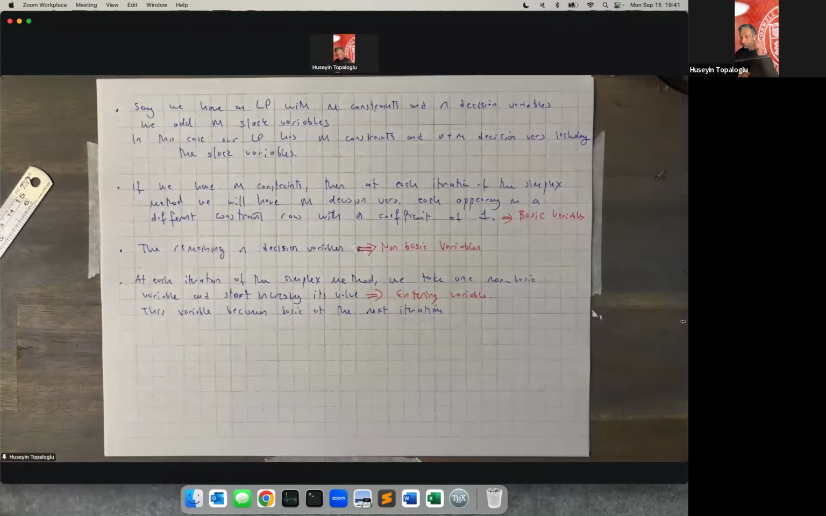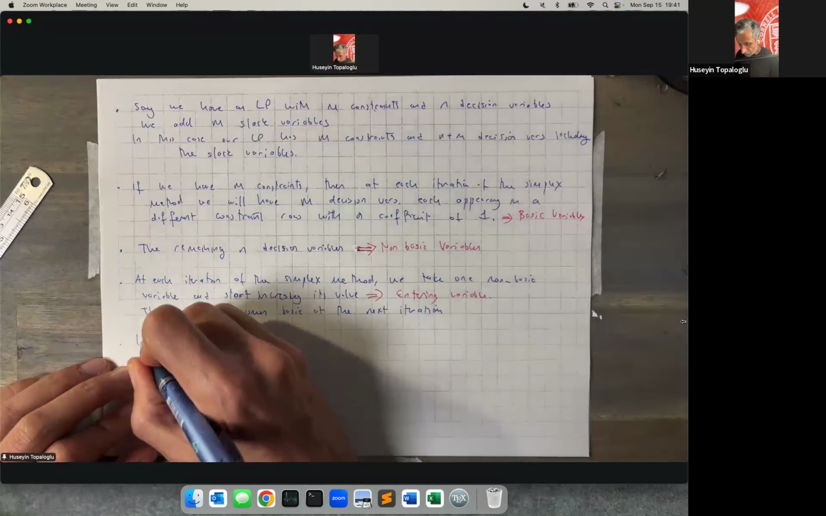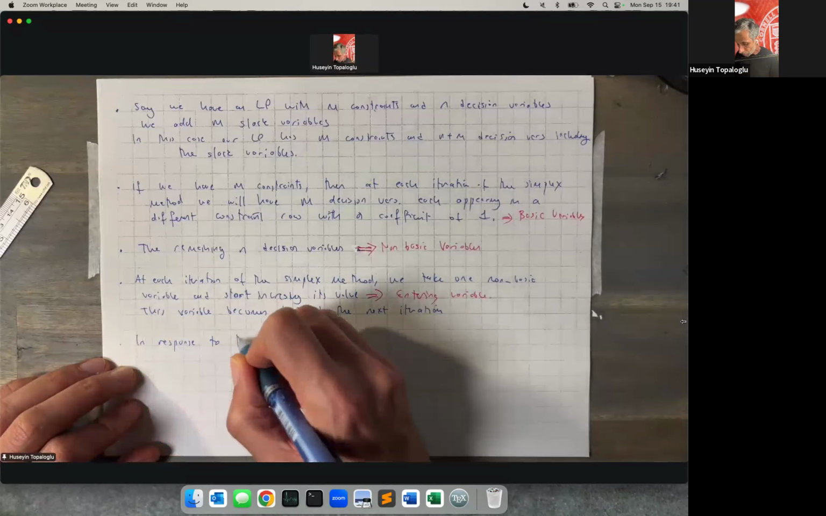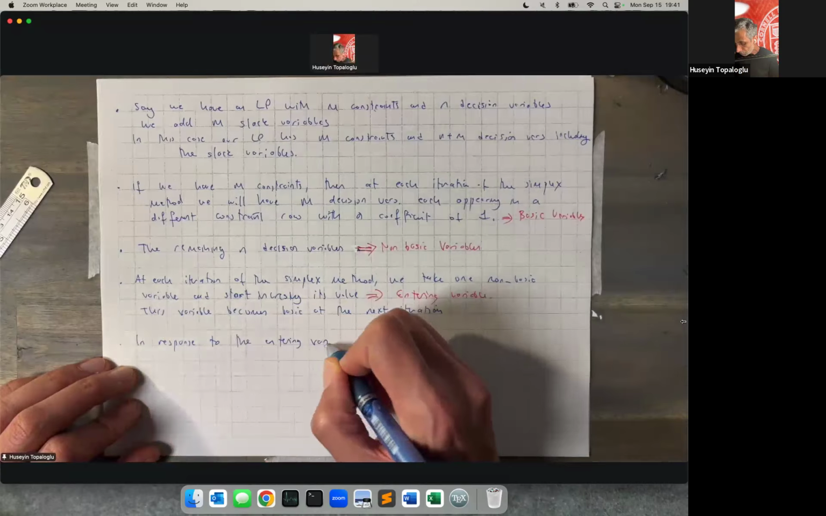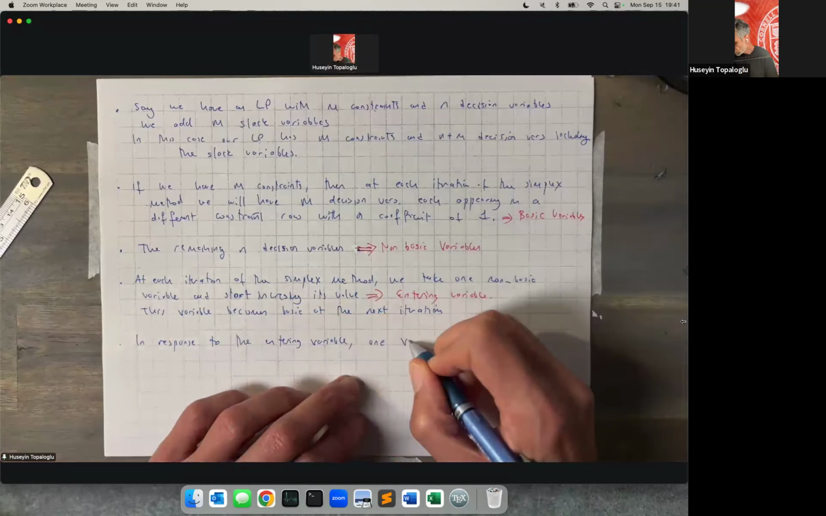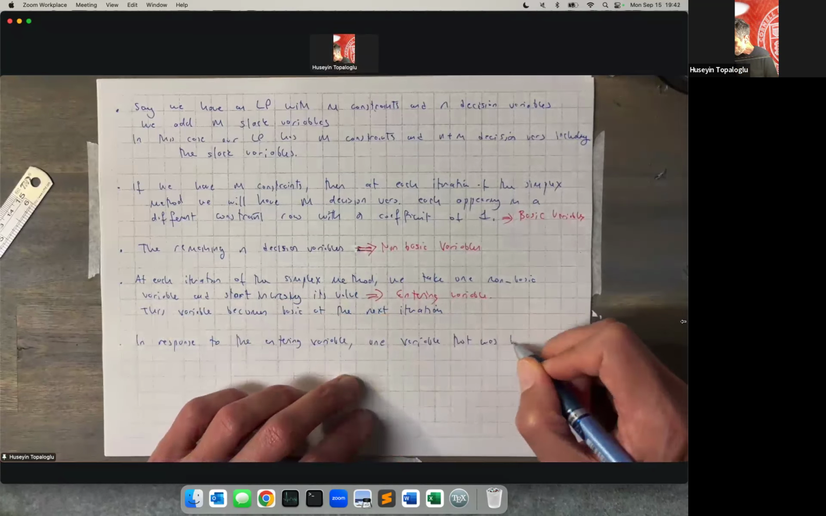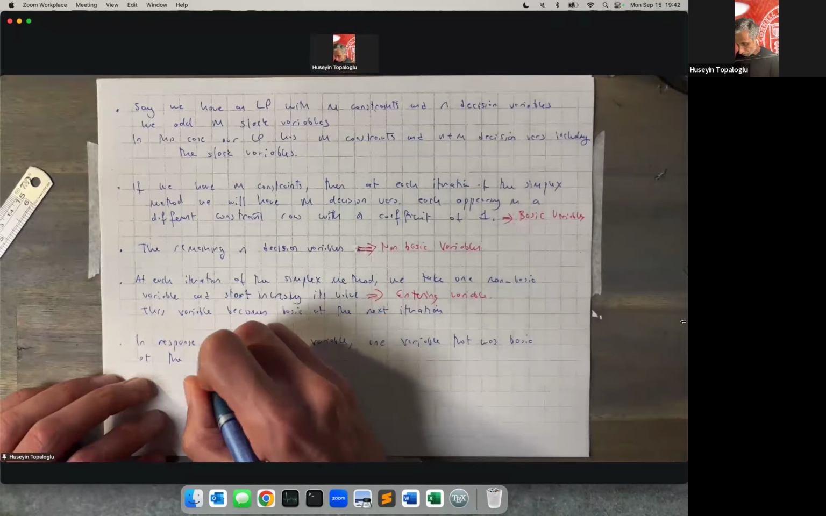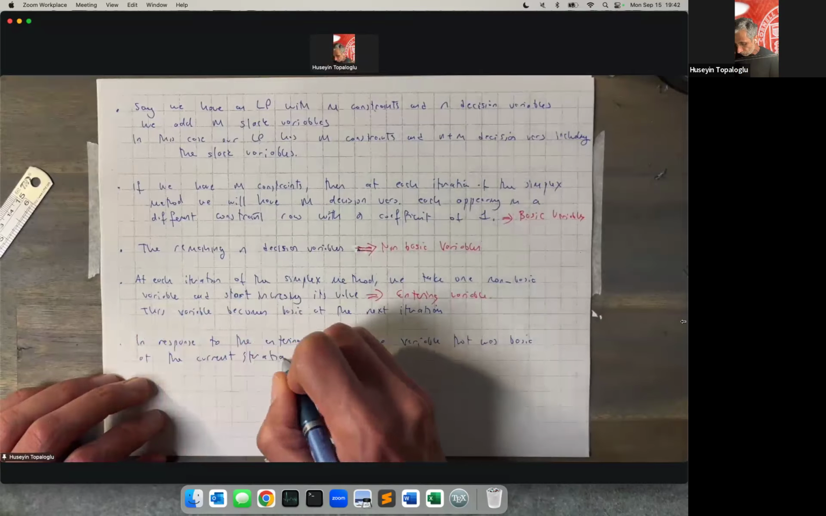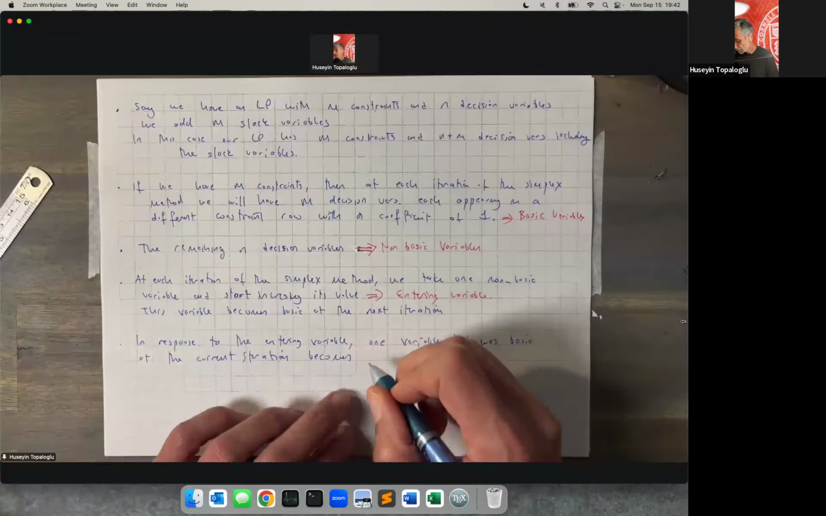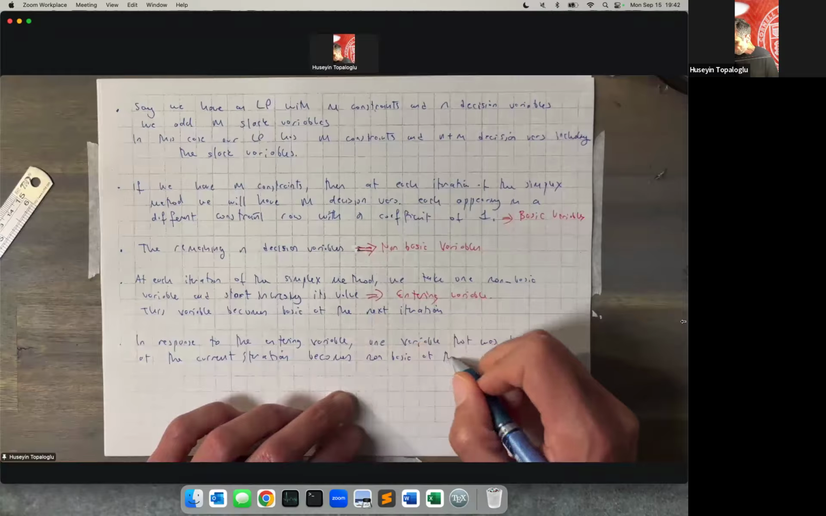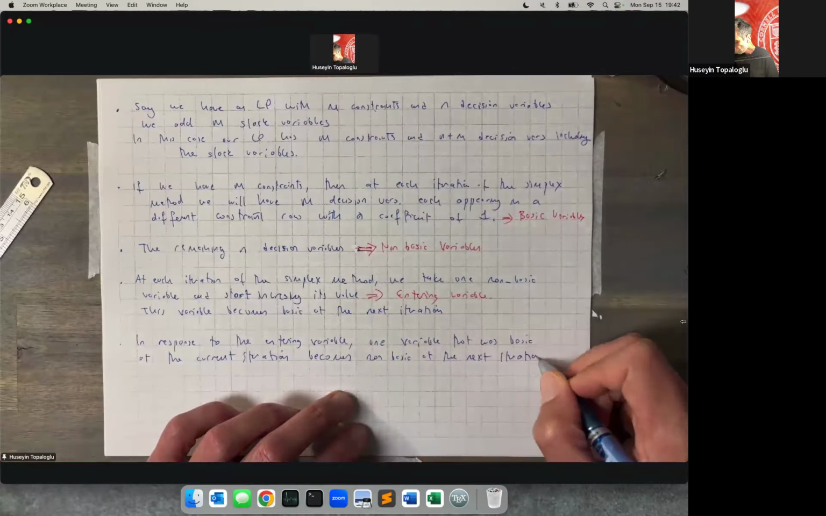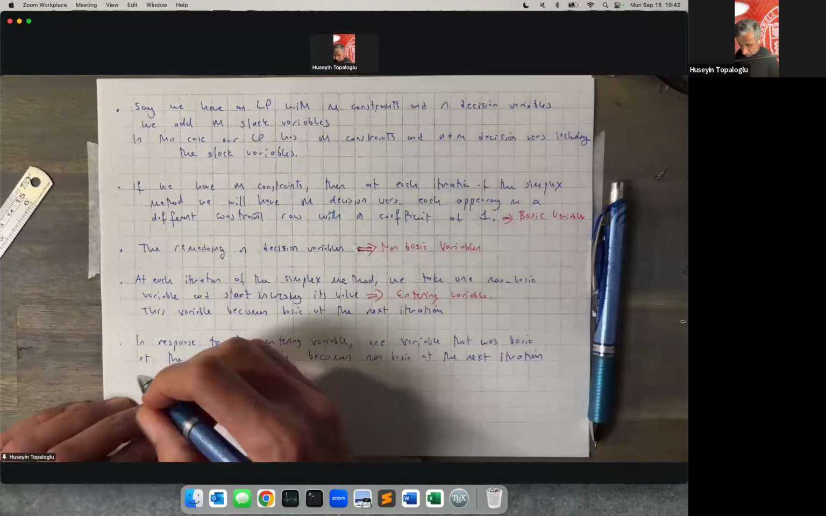Good. In response to the entering variable, one variable that was basic at the current iteration becomes non-basic at the next iteration. And that variable is called the leaving variable.